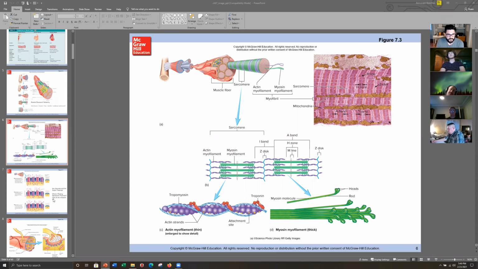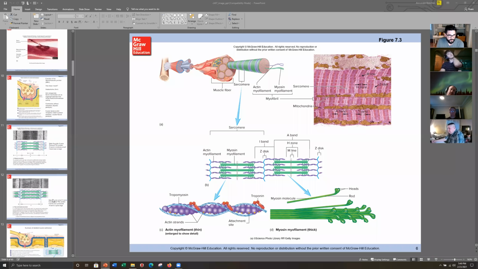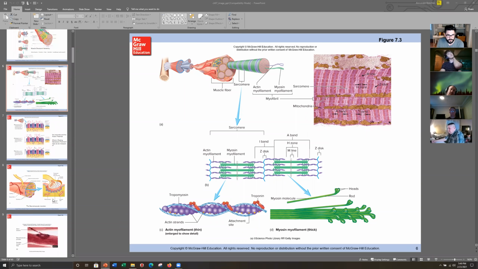All right, so let me just get my bearings here. Let's talk a little bit about what we call the neuromuscular junction. This is kind of cool because it previews what we're going to discuss next chapter when we start talking about nerves and neurons and how what we call action potentials operate.